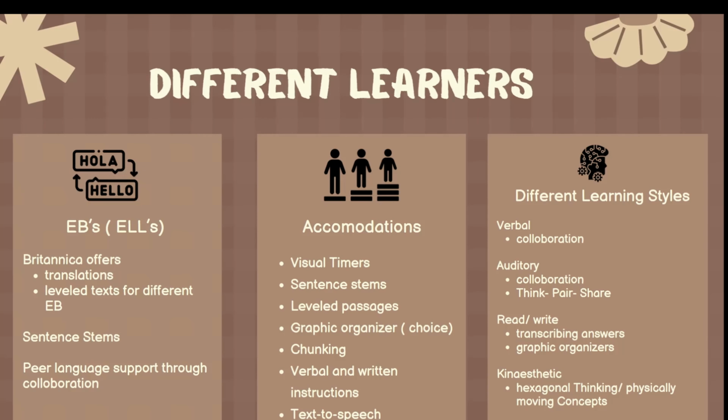With our different learners, we focused on three main groups. We had our EBs, we had the different accommodations for our SPED and 504s, and we had the different learning styles. For EBs, we had Britannica, and in Britannica it offers translations. So students could translate it to their native language, which a few used. We also had the ability to level the text, so students could make it an easier text or a harder text for what they needed. We had sentence stems all throughout the presentations. We had students being able to work with each other, so they had those peer language supports.